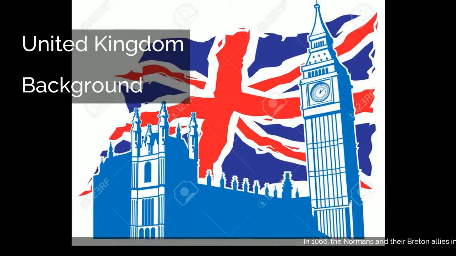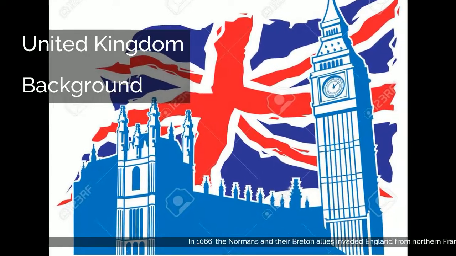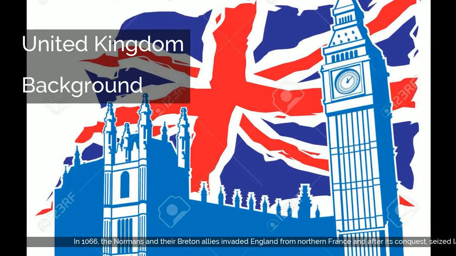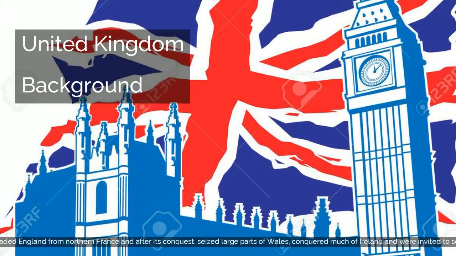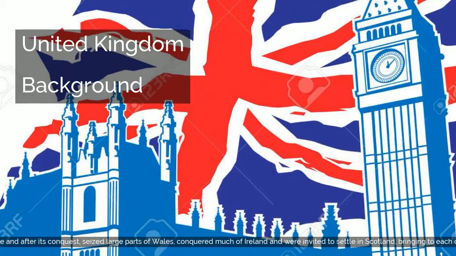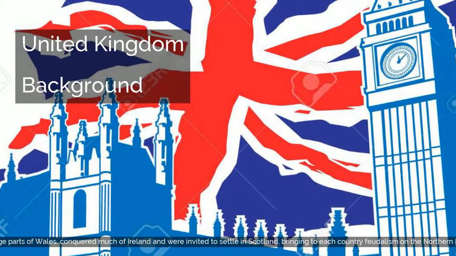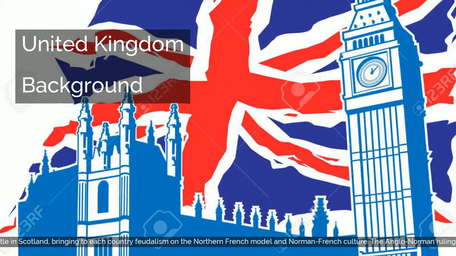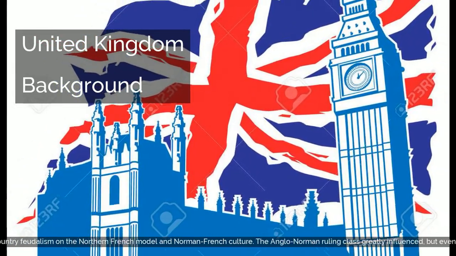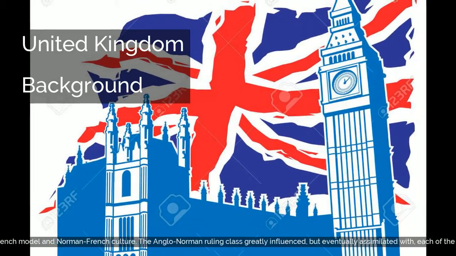In 1066, the Normans and their Breton allies invaded England from northern France and after its conquest, seized large parts of Wales, conquered much of Ireland and were invited to settle in Scotland, bringing to each country feudalism on the northern French model and Norman French culture. The Anglo-Norman ruling class greatly influenced, but eventually assimilated with, each of the local cultures.